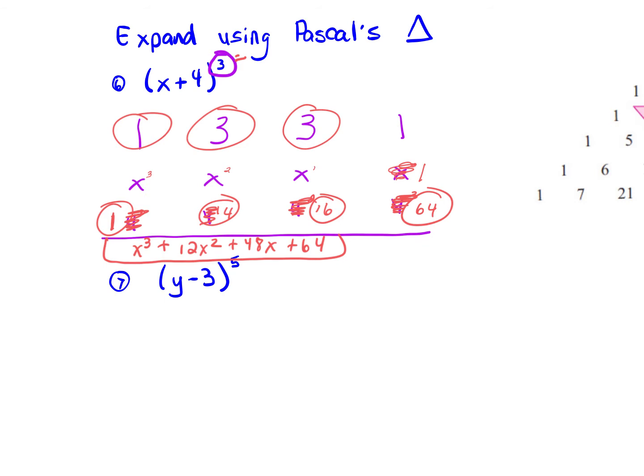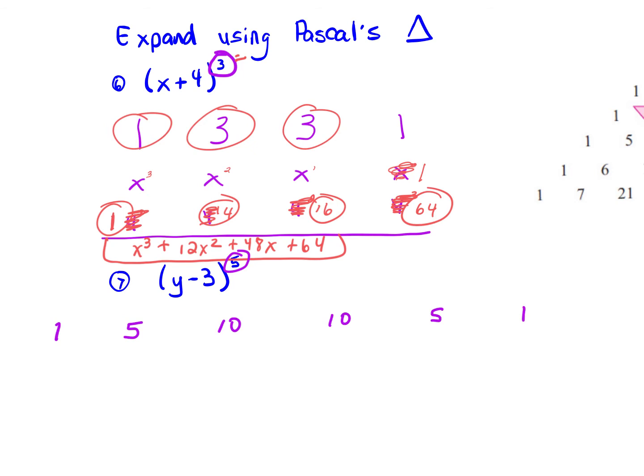All right. Fifth row. I'm looking at the fifth row. Can someone please tell me the pattern for the fifth row? Yes. What is it? 1, 5, 10, 10, 5, 1. So I'm going to give myself some room. I'm going to say 1, 5, 10, 10, 5, 1.